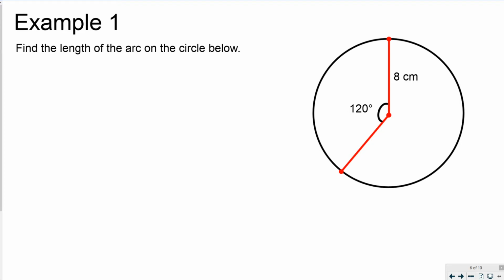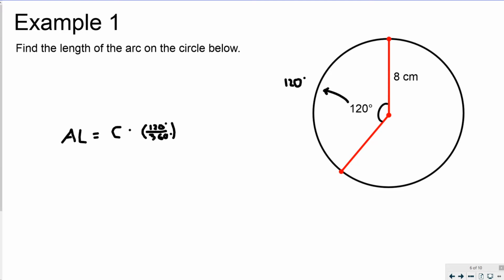I have a circle with a radius of 8 and a central angle of 120 degrees. That central angle of 120 degrees means that this arc here is going to also be 120 degrees. So to calculate the arc length, I'm going to need to find the circumference times 120, because that is the measure of the arc that we are referring to, over 360.